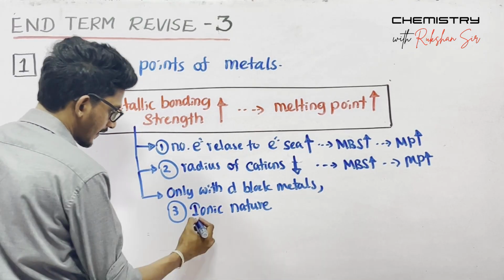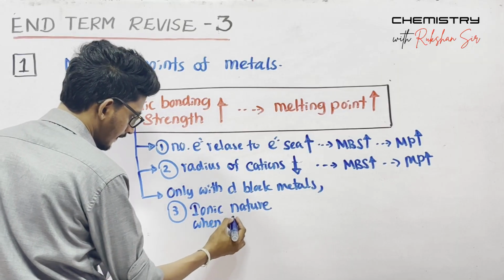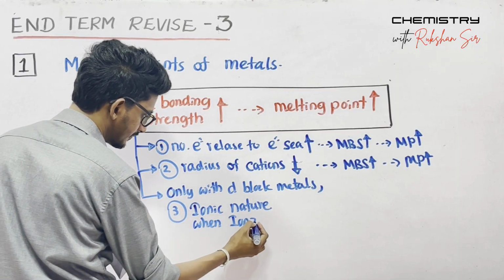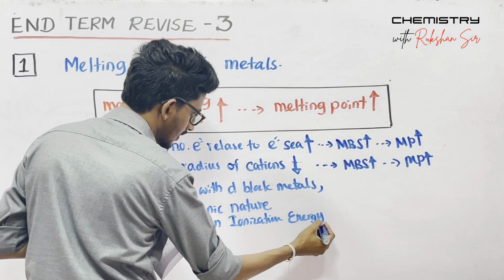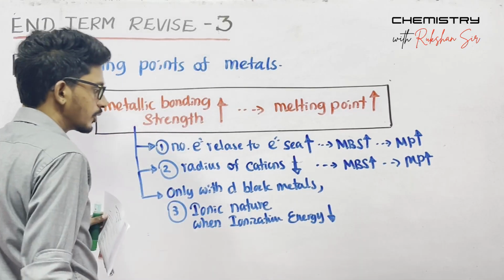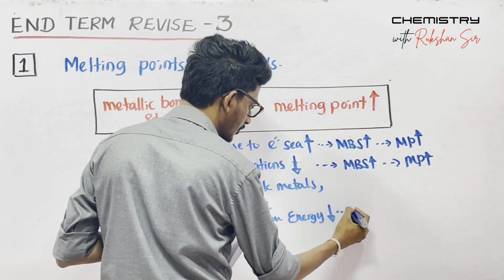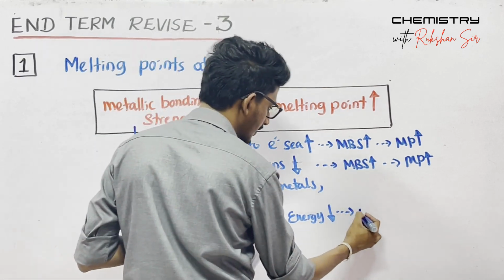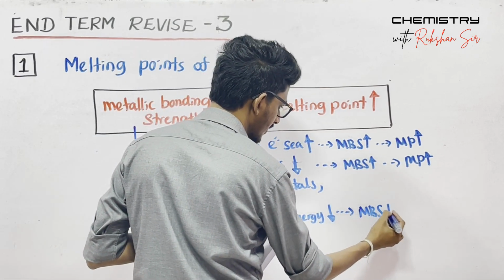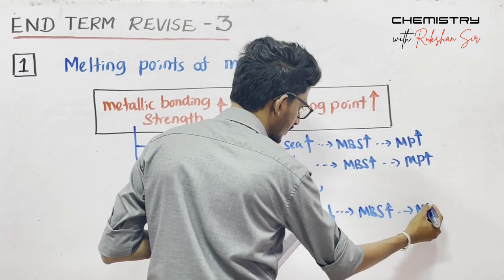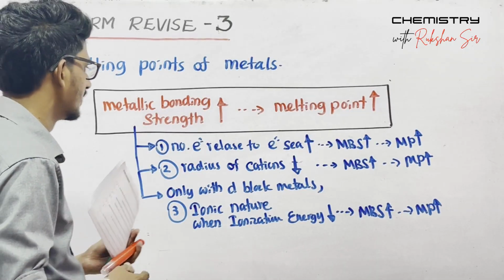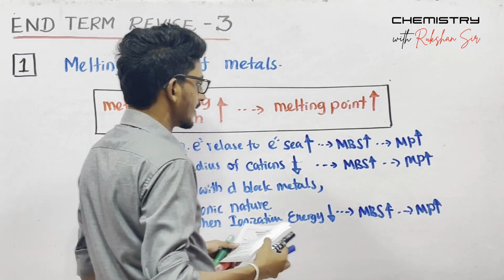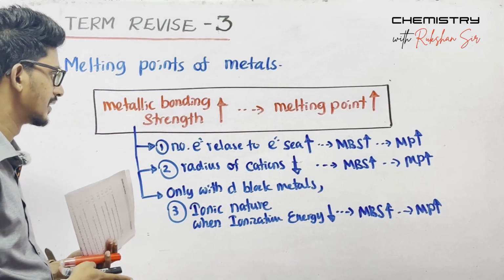It says when ionization energy is low, you can release more electrons to the electron sea, so the strength of the electron sea increases, so that the metallic bonding strength is high. So your melting points are going to be high with such, right? These are the points you should go through, right?